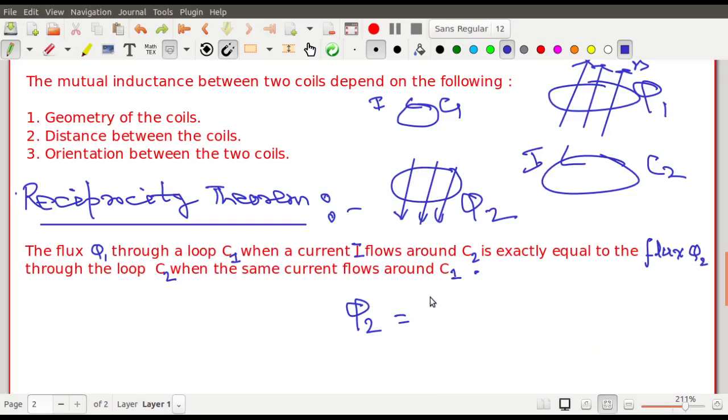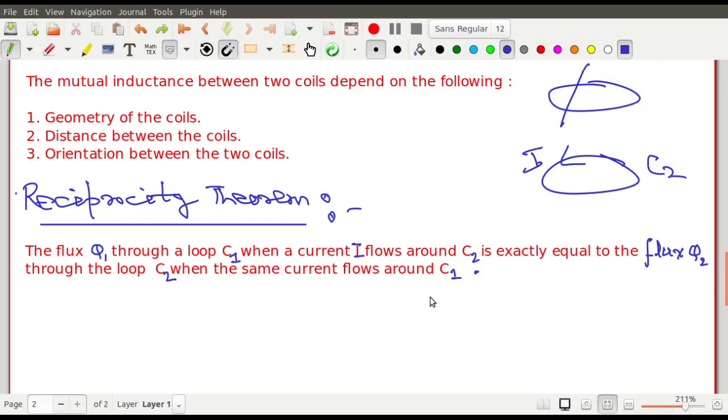So basically it is m12 equals m21, and it is manifested in terms of fluxes. So যখন এটা ফ্লাক্সের রেসপেক্টে আমরা এক্সপ্রেস করি, when I express it in terms of m, then I call it Newman's formula, and when I express it in terms of the flux phi, then I call it the reciprocity theorem. But basically you should remember that m12 is equal to m21.